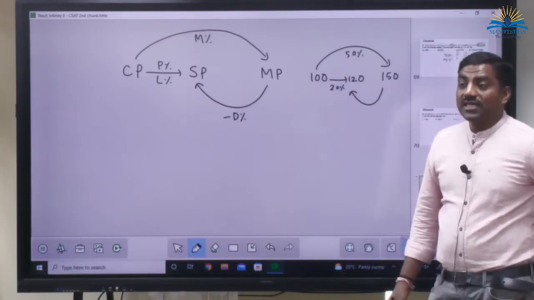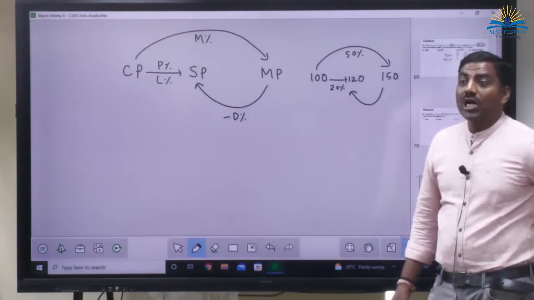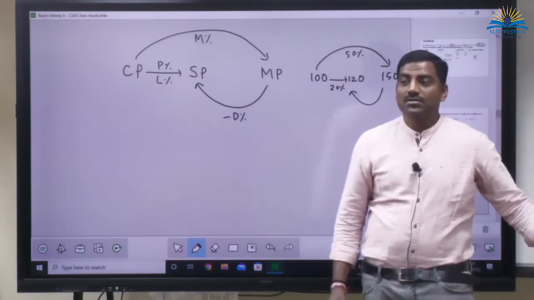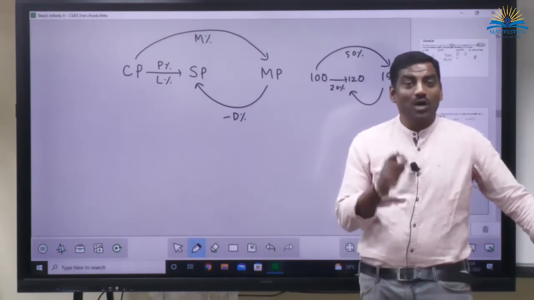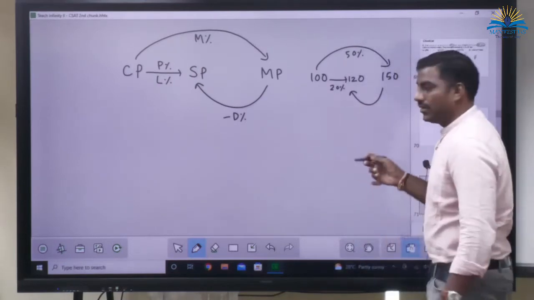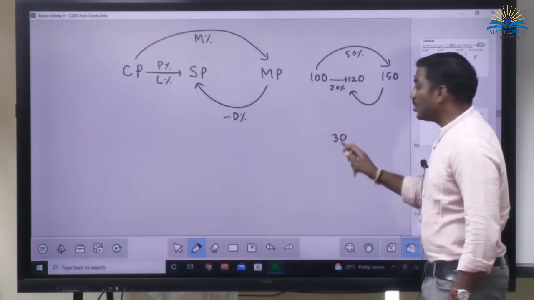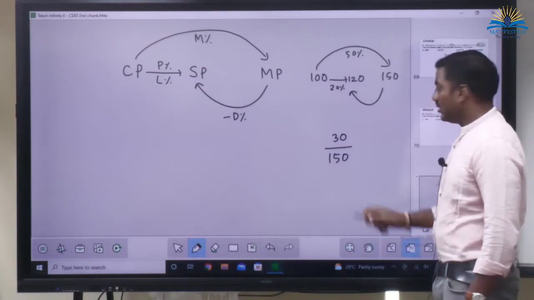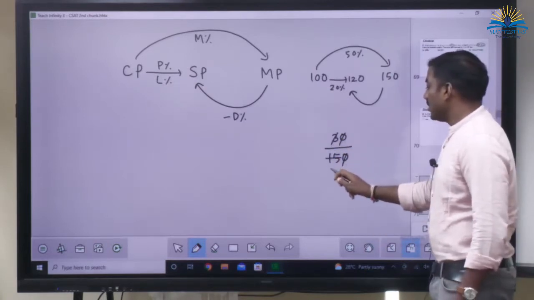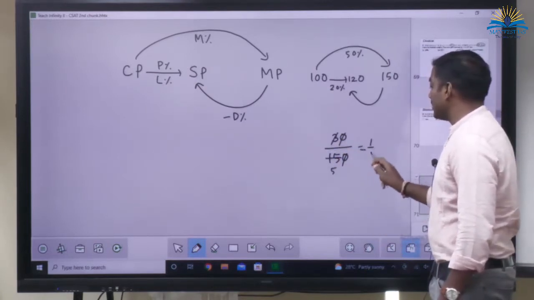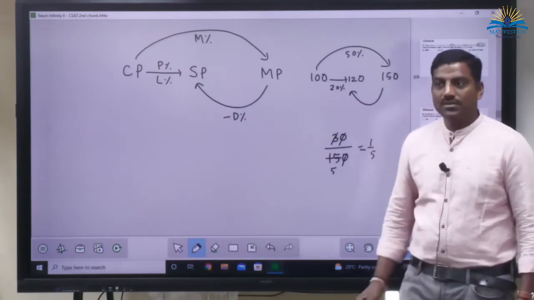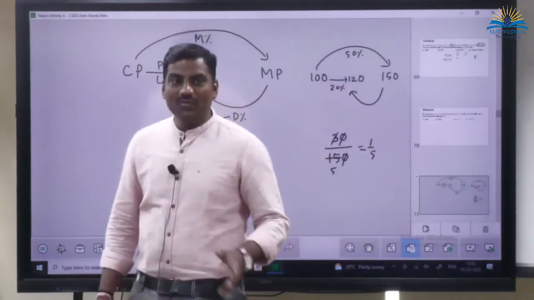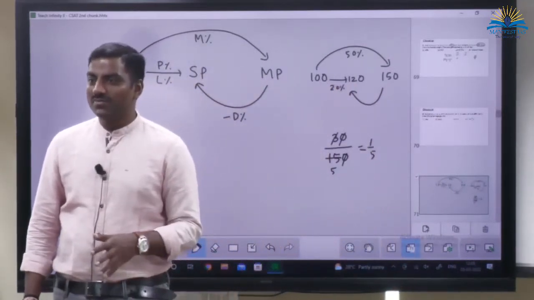So this 30 rupees discount is what percentage of 150? How do you calculate? 30 rupees is the discount on the market price of 150. 3 ones are 3, 5 threes are 15, so it is 1 by 5. How much percentage is that? 20%.